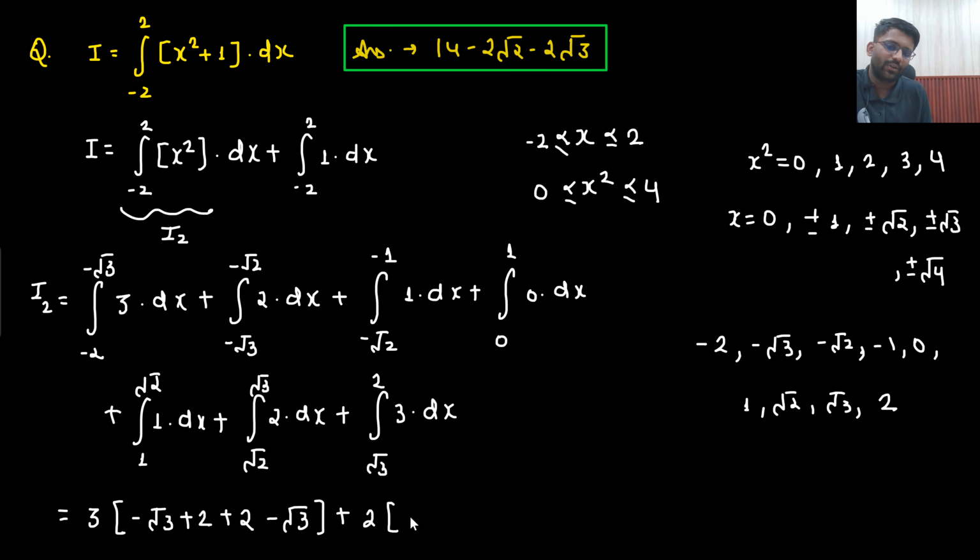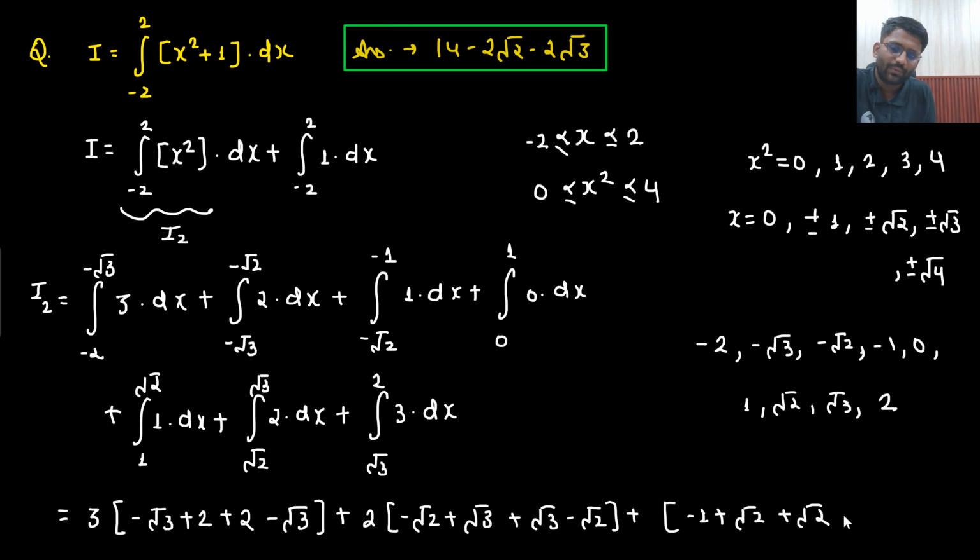Then solve this integration. What will you get? Minus under root 2 plus under root 3. 2 take outside. What will you get here? Under root 3 minus under root 2. Then take 1 outside here. Then what will you get? Minus 1 plus under root 2. And then take 1 outside here. Plus under root 2 minus 1. Right?